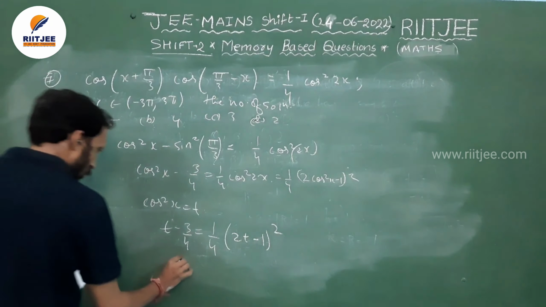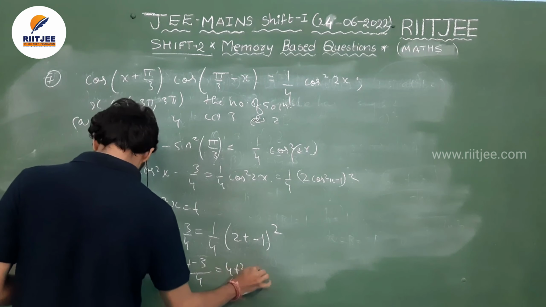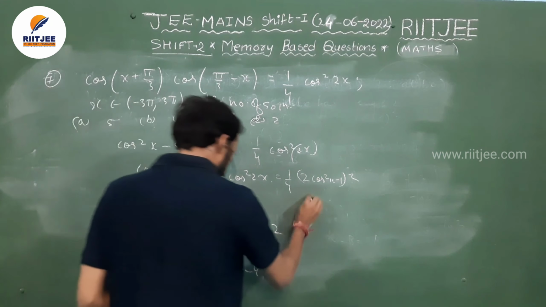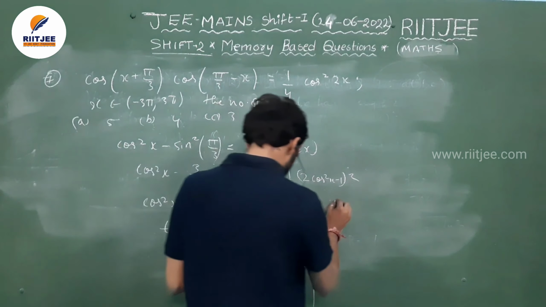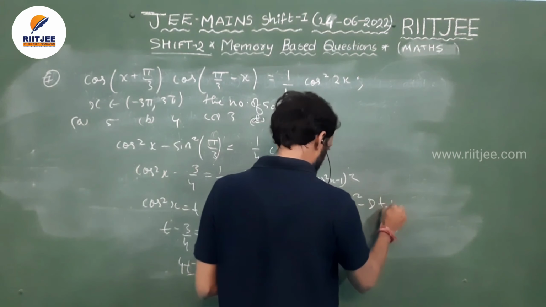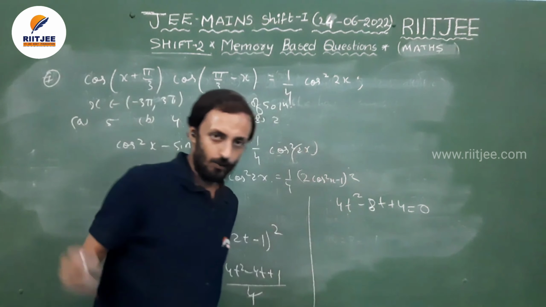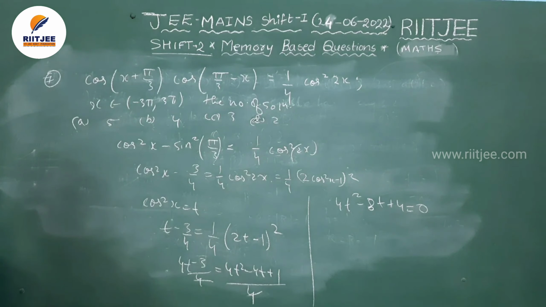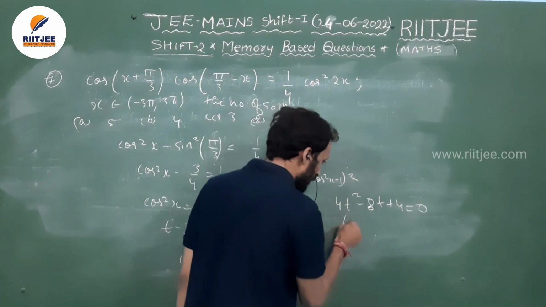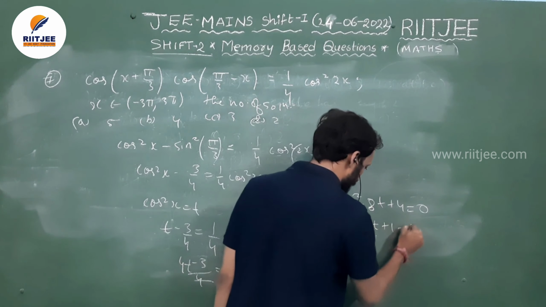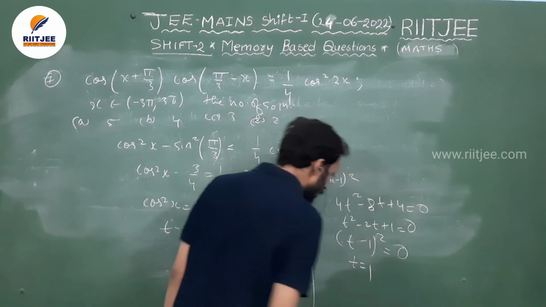Now open it beta, open it, take the LCM. 4t minus 3 by 4 is equal to 4t square minus 4t plus 1. Okay, so when you will do it, 4 will get cancelled out and you can make it a quadratic equation. 4t square minus 8t plus 4 equal to 0. ठीक है, ये आ जाएगा हमारे पास 4t square minus 8t plus 4 equal to 0. Now if you will factorize it, भाई फैक्टराइज करने से पहले we can cancel the common factor, तो t square minus 2t plus 1 equal to 0. बहुत सिंपल हो गया, t minus 1 whole square equal to 0 and t is equal to 1.